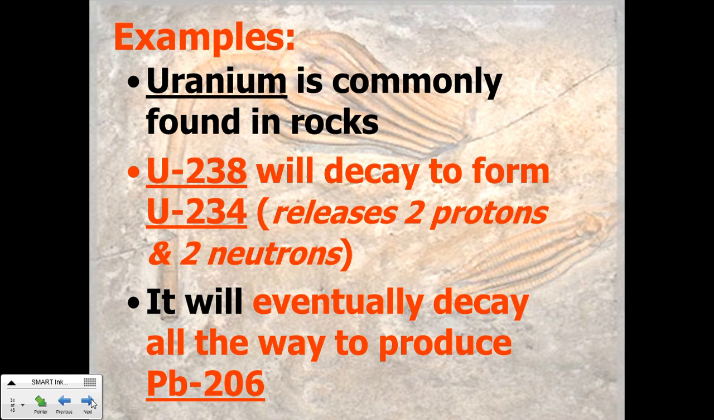And an example here is uranium. It's commonly found in rocks. Uranium-238 will decay to form uranium-234. So it releases 2 protons and 2 neutrons. It will eventually decay all the way to produce lead-206.